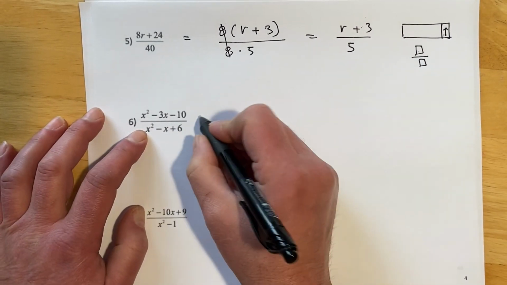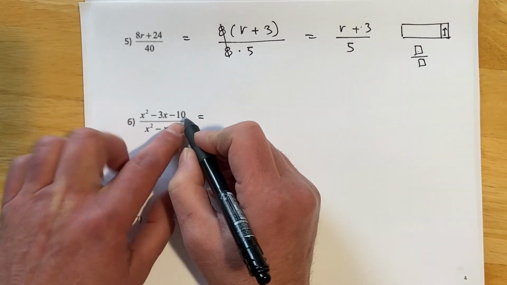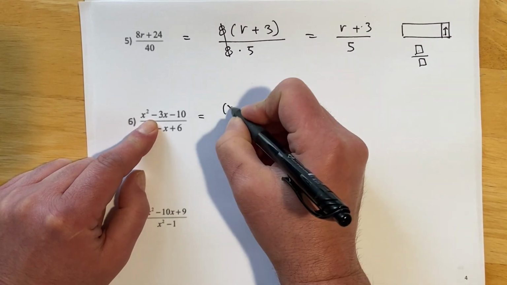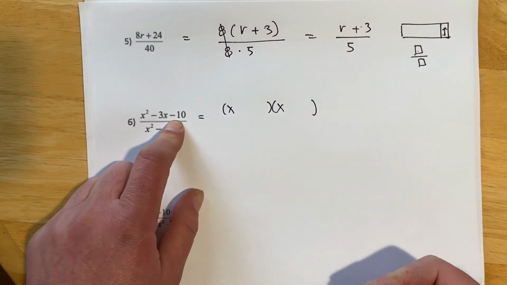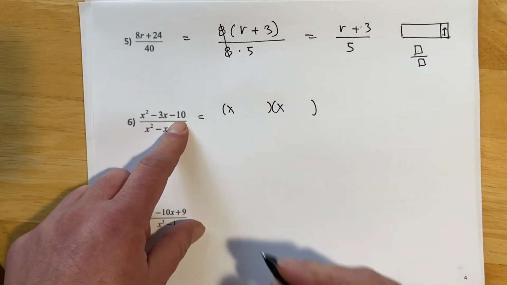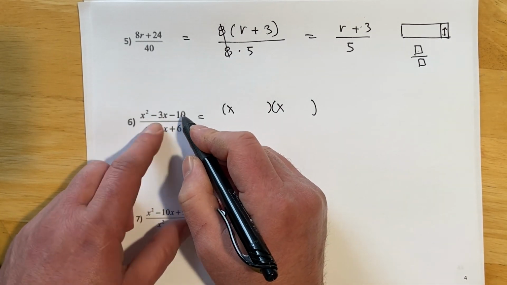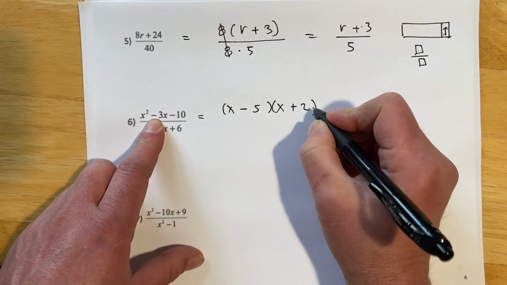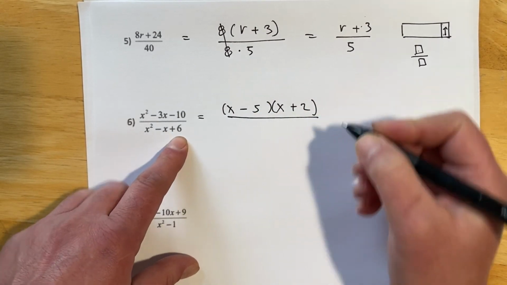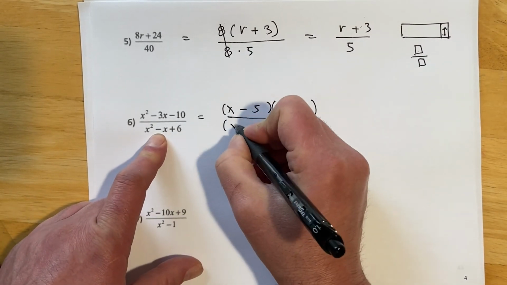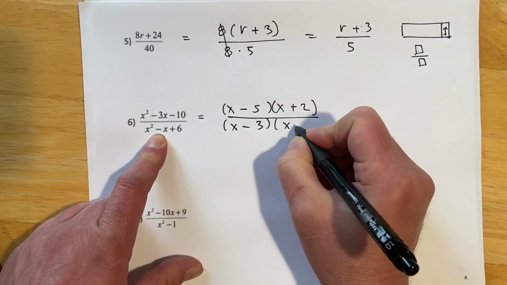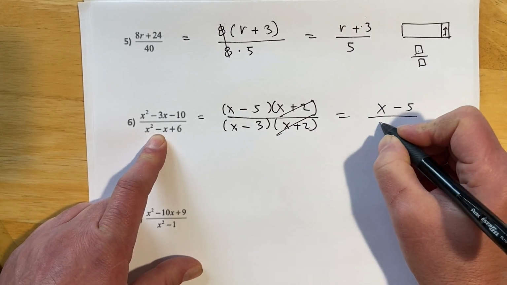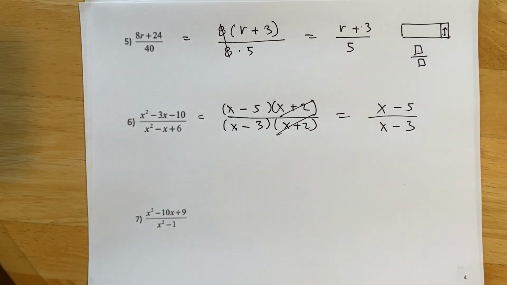That said, going on to the next one, factor, cancel, right? So what multiplies to be negative 10 and adds to be negative 3? So we'll set up our parentheses and we'll do our x's. So negative 10, I got mixed signs, so we have positive and negative. 1 and 10 or 2 and 5, and it looks like it has to be 2 and 5 to get that 3. And the 5 is going to be the negative because the 3 is negative. Then downstairs multiplies to 6, adds to be negative 1, so it sounds like x minus 3 and x plus 2. I cancel the x plus 2's, and then I'm left with x minus 5 over x minus 3.